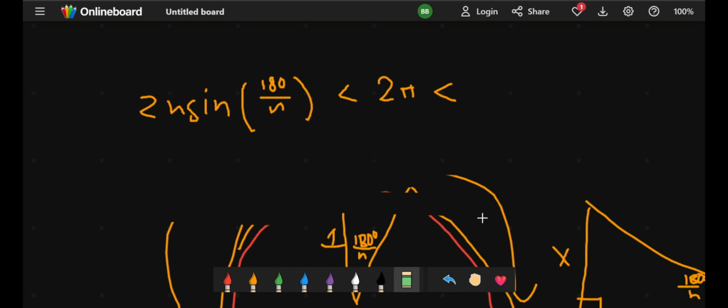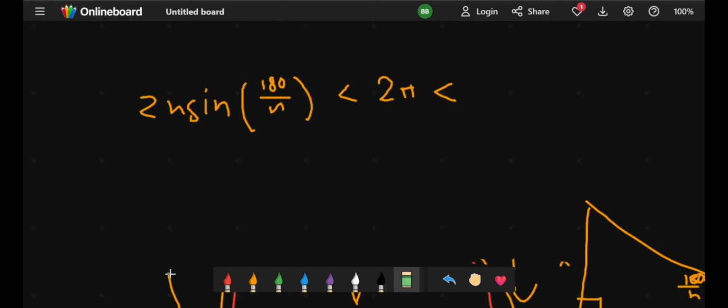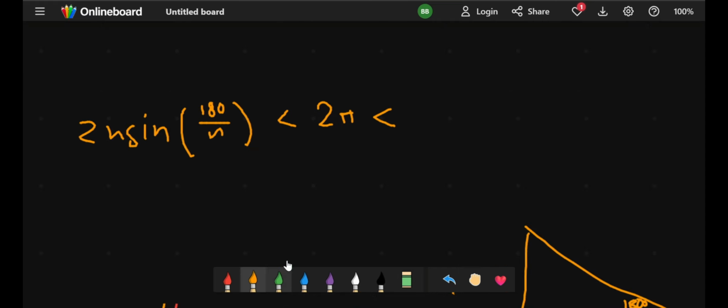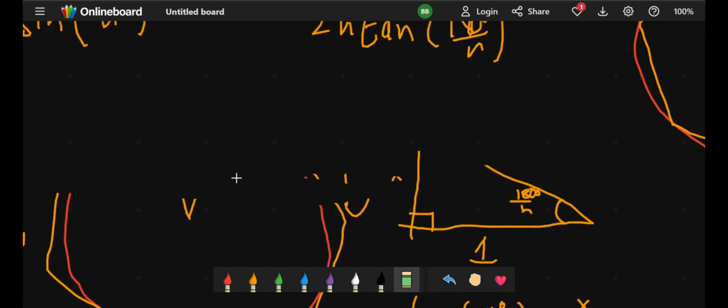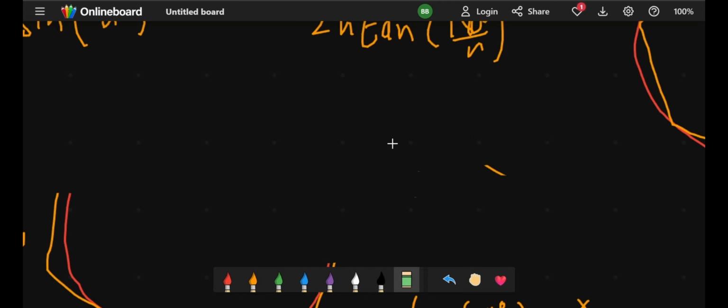So I'm just going to erase this now. Just leave some space. So since we now have 2 times n times tangent of 180 over n, I forgot the degree symbol. The degree symbol is kind of important. If you don't put the degree symbol, most people just assume you're talking in radians.